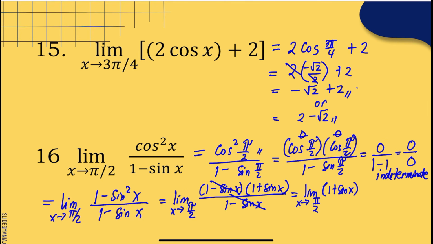Then we can now substitute pi over 2. So the limit of 1 plus sine x will become 1 plus sine pi over 2. Sine pi over 2 is equivalent to 1. So the final answer is 1 plus 1, which is equivalent to 2. So the limit of cosine squared x over 1 minus sine x, where x approaches pi over 2, is equivalent to 2. That's all.